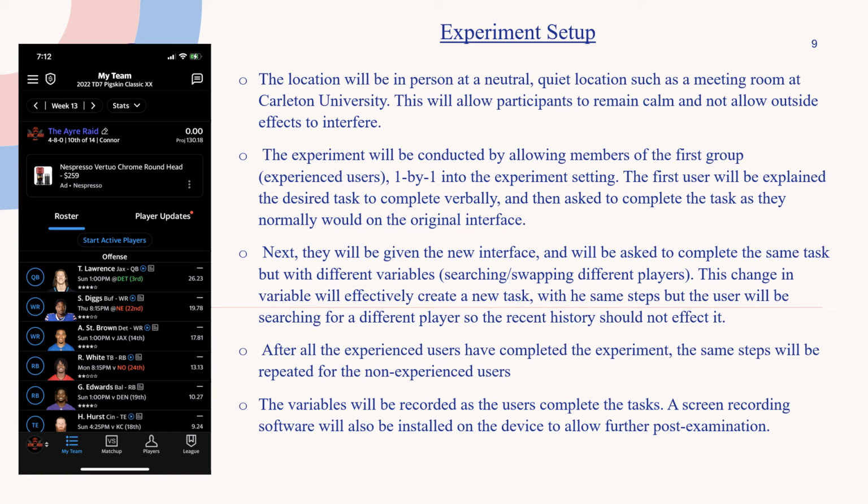The experiment will be conducted by allowing members of the first group one by one into an experiment setting. The first user will be explained their desired task to complete verbally and then asked to complete the task as they normally would on the original interface. Next, they will be given the new interface and will be asked to complete the same task but with different variables. This change in variable will effectively create a new task with the exact same steps, but the user will be searching for a different player, so recent history should not affect it.